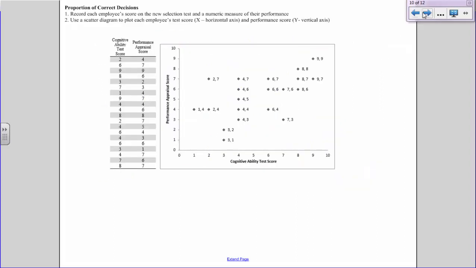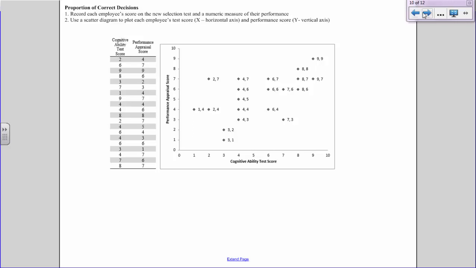Now I want to show you a very specific way to assess criterion validity. And there's tons of different ways to do it. There's correlation analyses, t-tests, chi-square tests for independence, but I'm going to focus on this proportion of correct decisions because I think it's pretty straightforward. It allows you to see the process, and it's commonly used.